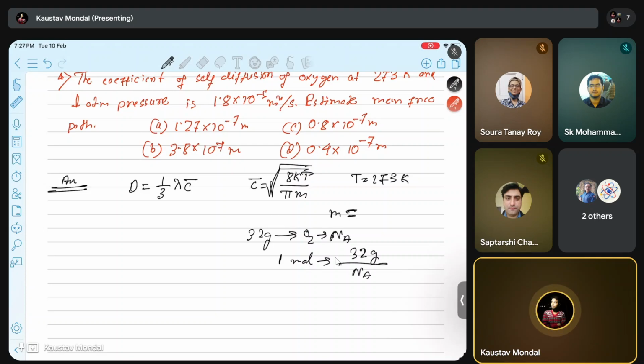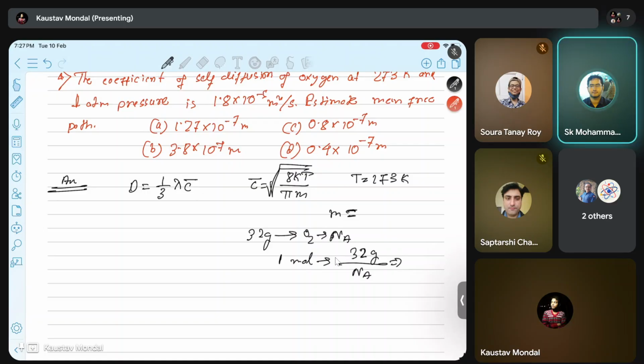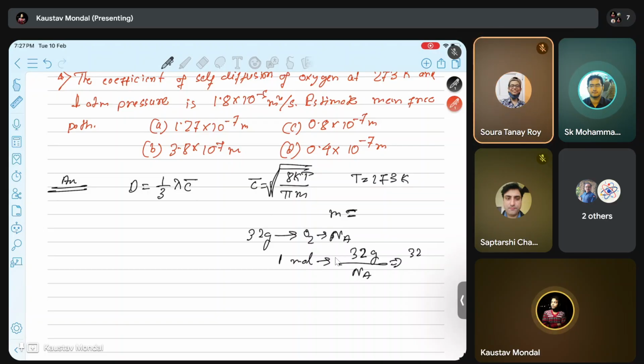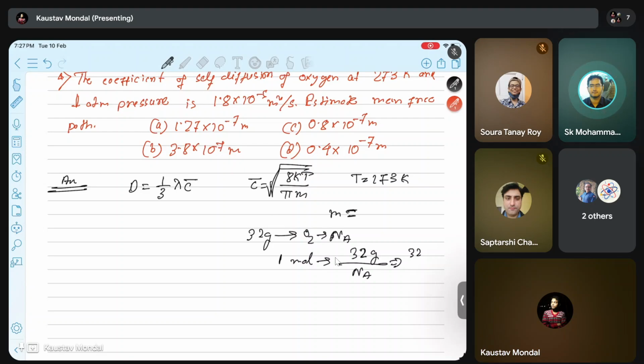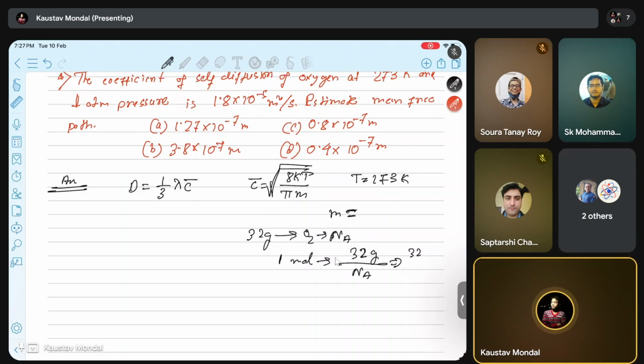Since here in the problem everything is mentioned in SI, it's better to use this. You can also write 8RT by pi capital M, where M is the molar mass. Yes, I am also solving that way. In that case you have to use RT. SI units we can use, that way also you can do. There are many ways. Here this way is just converting the mass.